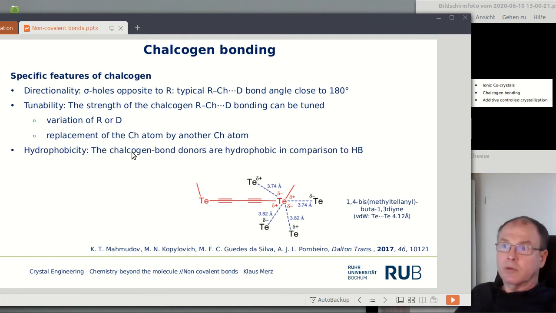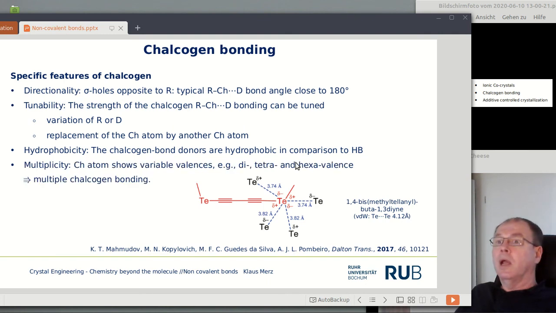What you see is hydrophobicity; this is hydrophobic in comparison to hydrogen bonds. And we see it very nicely in this case here, multiplicity. Depending on the valence, you can get di-, tetra-, hexavalent, multiple chalcogen bonds. You see it here in the case of tellurium. In this case, this is the van der Waals distance, a little bit higher than 4 angstrom. You see the distance is definitely below.